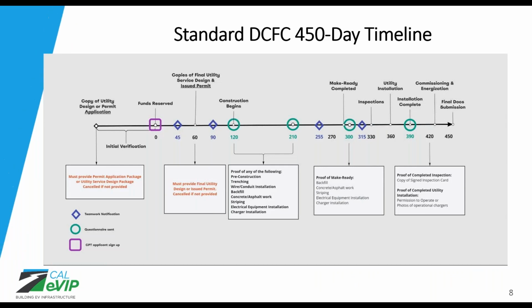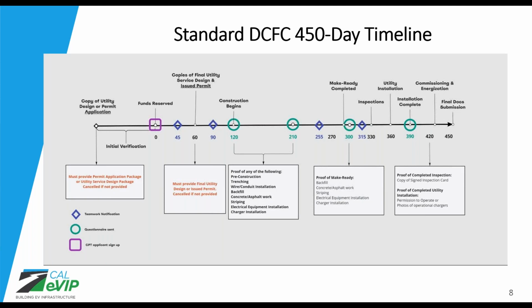Next slide, please. And this is the standard perfect world timeline that projects are set up for within Teamwork. And this is specifically a Block Grant 2.0 project. The Block Grant 1.0 projects are slightly different. And you can see over the course of a 450-day project, the different estimates of when specific tasks or milestones are completed.